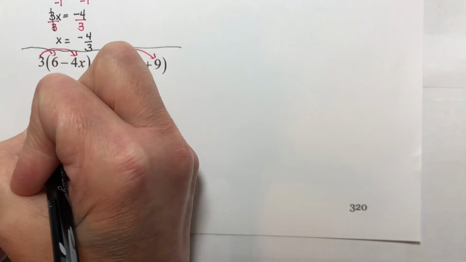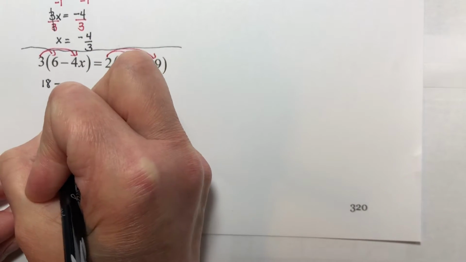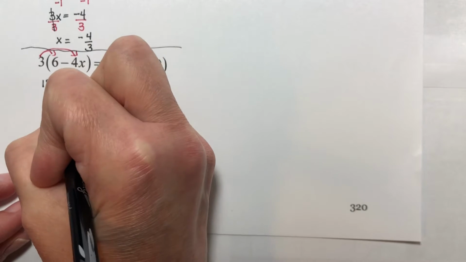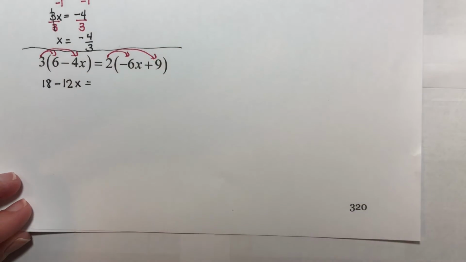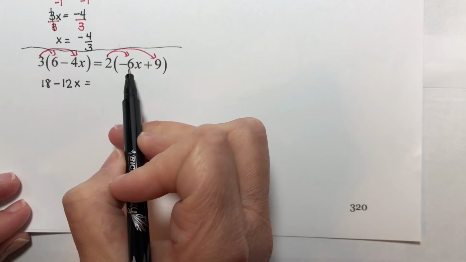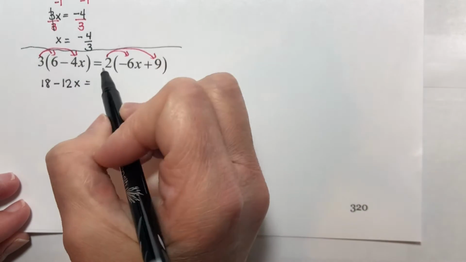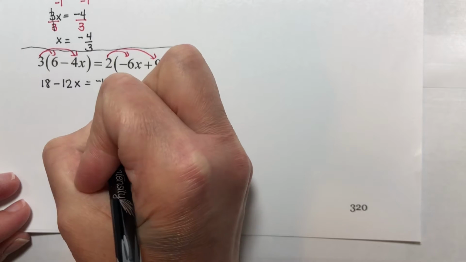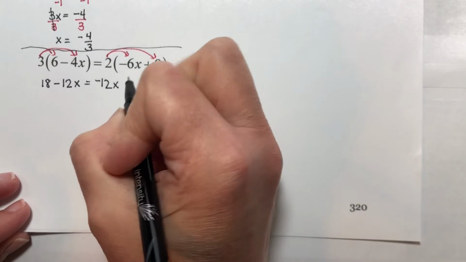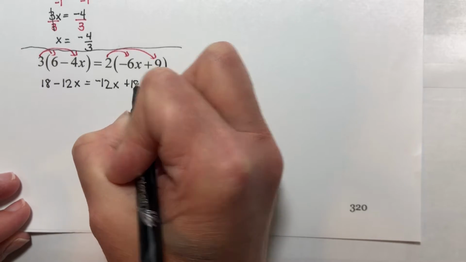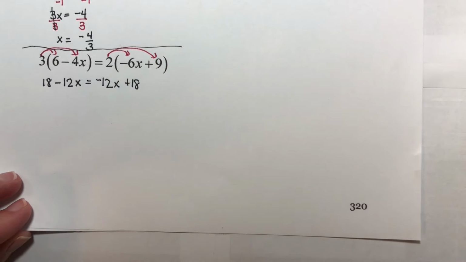3 times 6 is 18. Minus 3 times 4 is 12, so that is 12x. Is equal to 2 times negative 6x. 2 times negative 6 is negative 12x. 2 times 9 is 18. Now, you might notice something weird happening here. You might not. So let's just keep going and see if we can figure out what's going to happen.